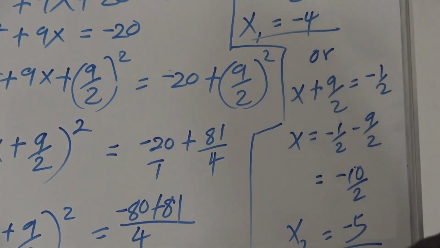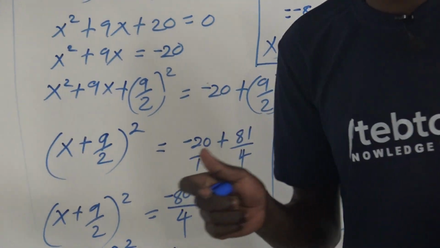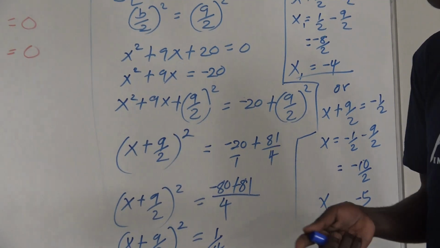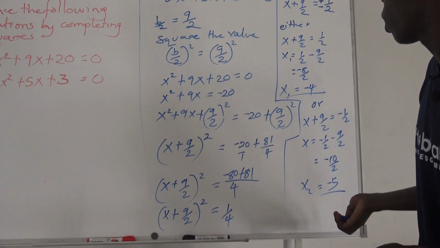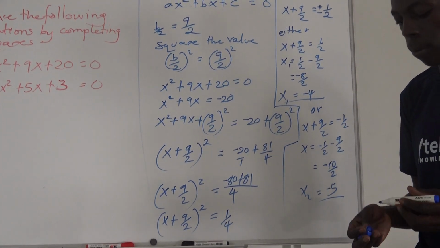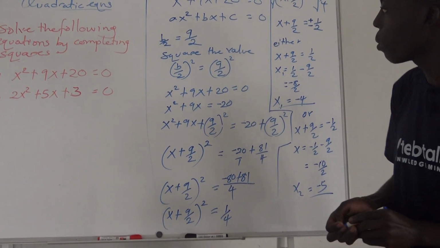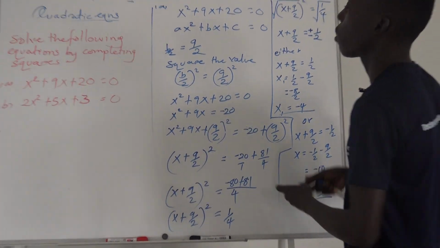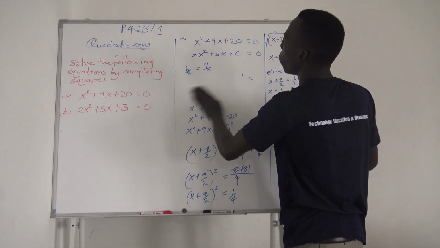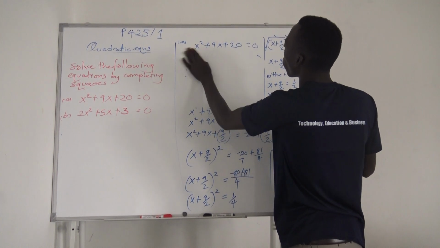So if you want to know that you are correct, you can try it out with another method, maybe the factor formula, and you get the answer. You find that they are the same. So we go straight to the next. We go to the next part B of the question.